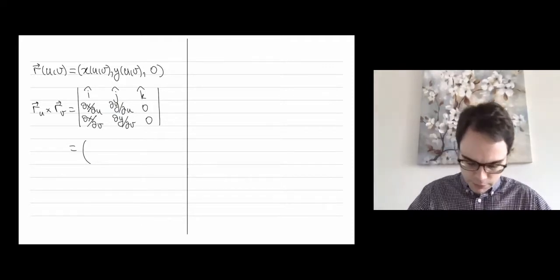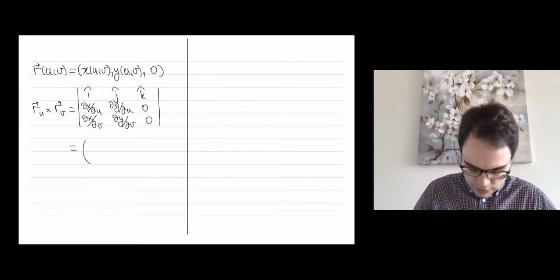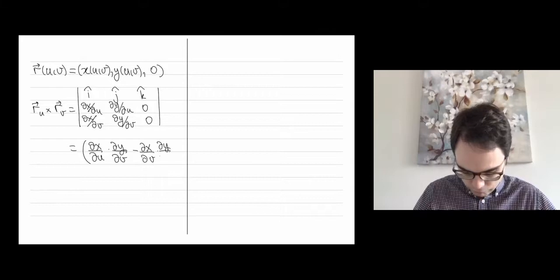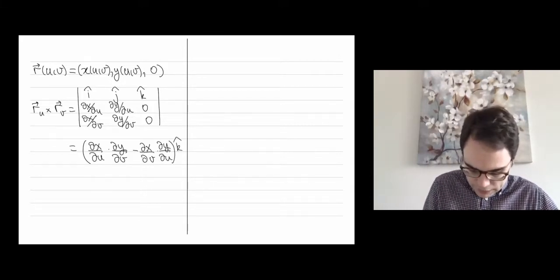So this cross product just points up, right? You get dx du times dy dv minus dx dv times dy du, multiplied by k, right? And here you recognize the Jacobian determinant.